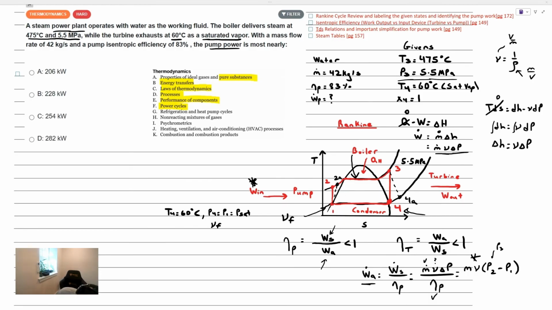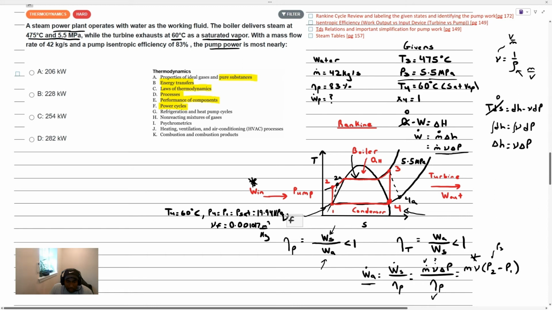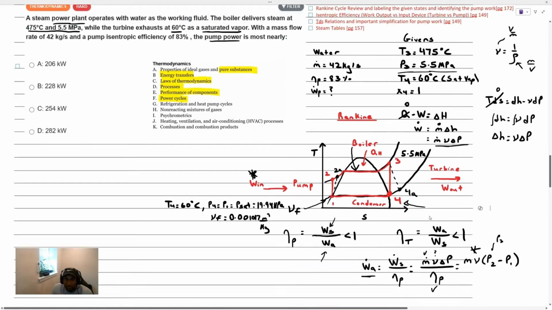Let's go ahead and log those values. The vf value is 0.001017 cubic meters per kilogram, and the saturation pressure is 19.94 kilopascals. Okay, let's go ahead and plug in these values into our equation here and be able to find our answer.